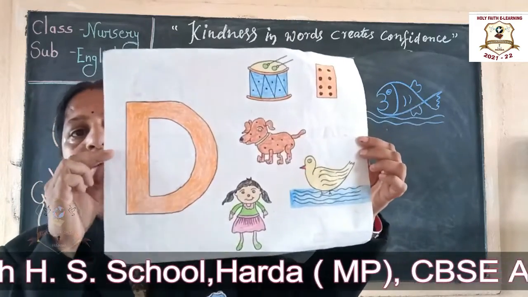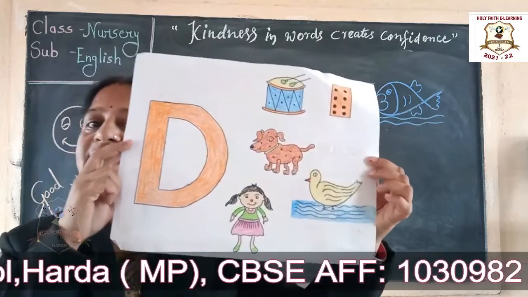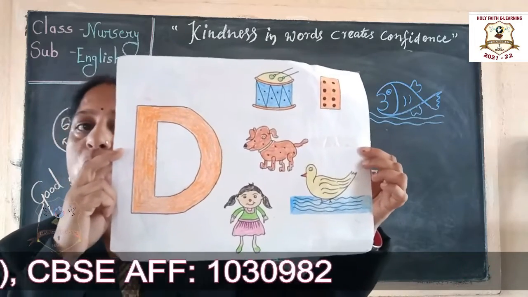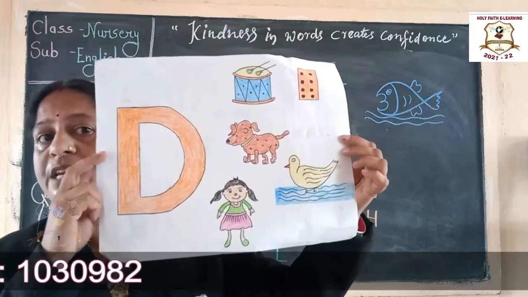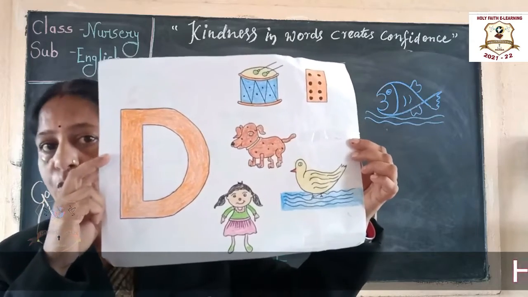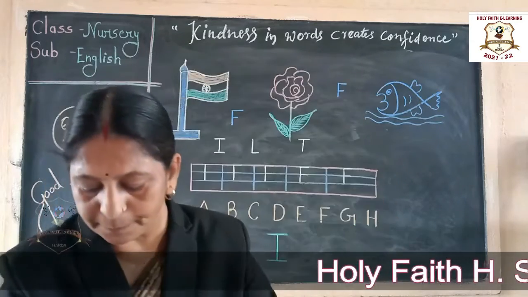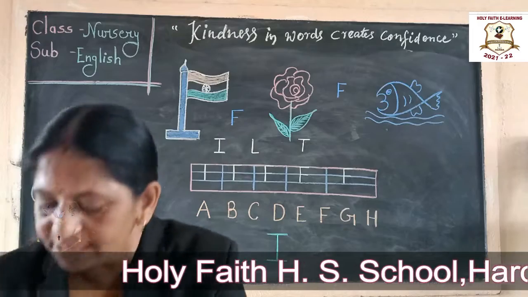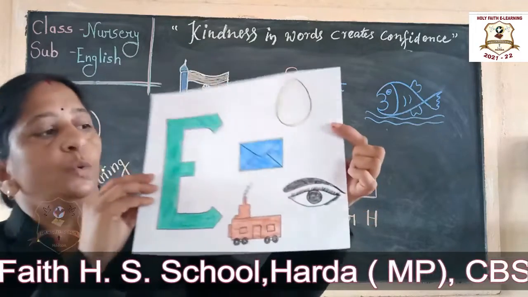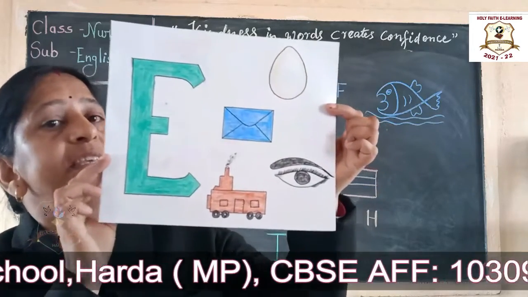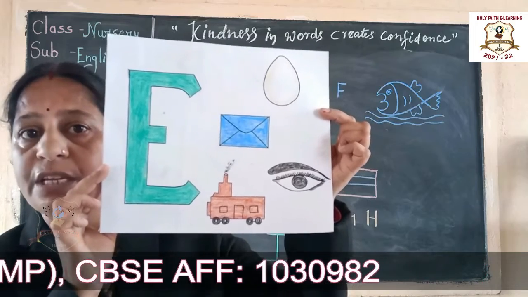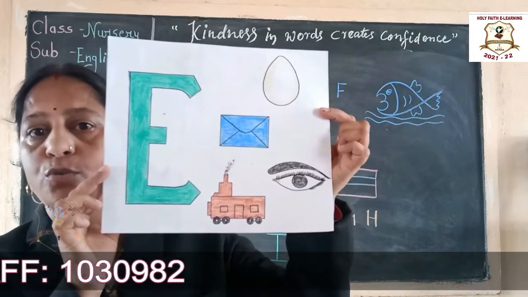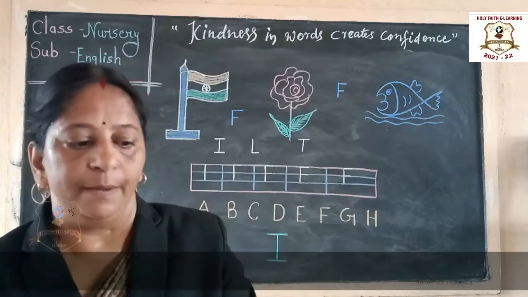Then D. Which letter is this? D. D for dog. Sound of D is D. Next is E. Which letter is this? E. And sound of E is A.